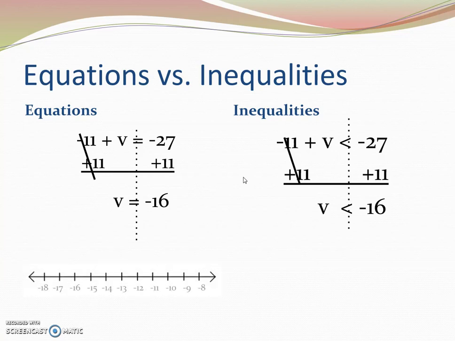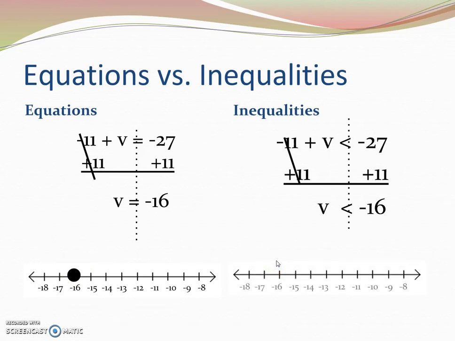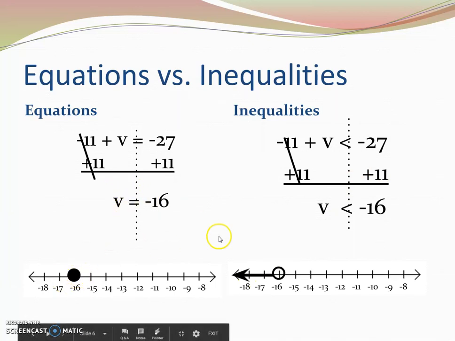Now the difference comes in the graphing of this. So here, v is equal to -16. So it's just -16, and it's a closed circle because it's equal to it. On this one, I'm going to put a circle at -16, but it's an open circle because it's not equal to. And then all my shading has to be less than that, so I'm going to shade to the left. So, with inequalities, there's shading, and with equals, there's only one solution, and so you just get a point.